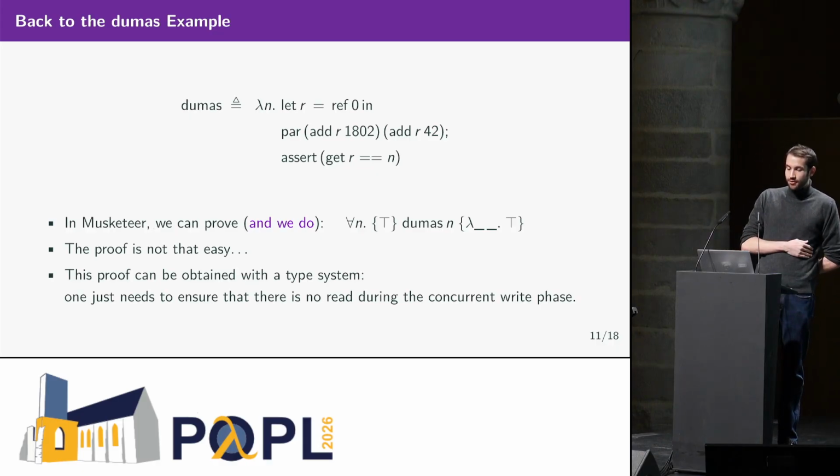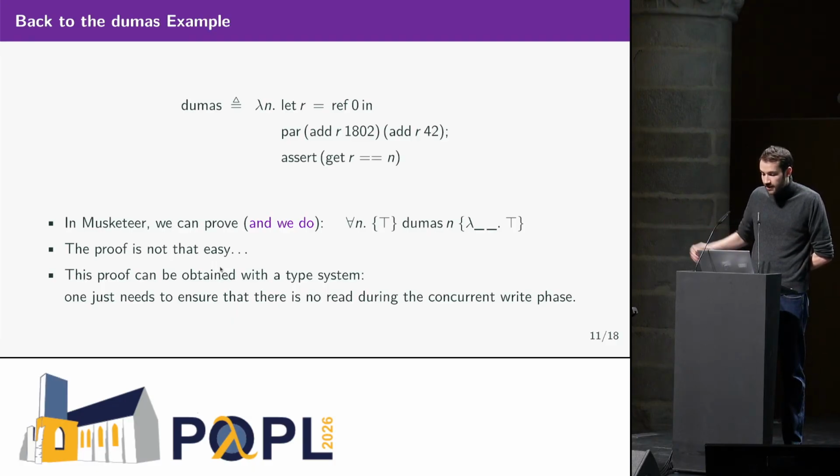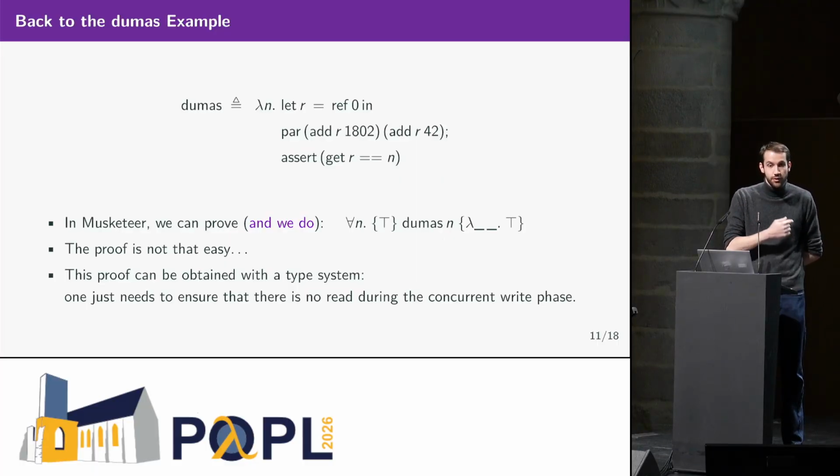Back to this Dumas example. So this Dumas example in the introduction satisfies scheduling-dependent safety, so we establish this triple that says that for any n, Dumas n satisfies scheduling-dependent safety. The proof is not that easy. You have to use invariants, you have to use these ghost return values, but the observation is that this proof can be obtained with a type system.